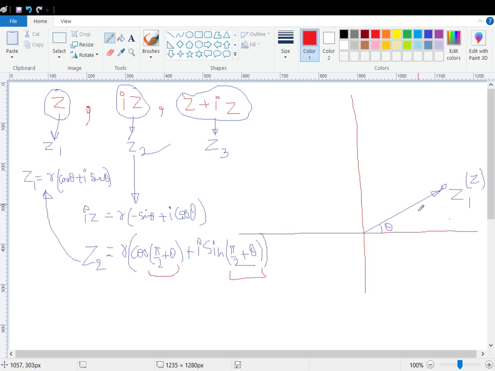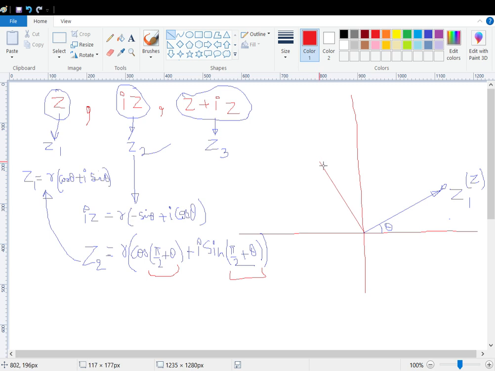That means the length of the vector will remain the same. So all you need to do is rotate your Z1 vector by how much angle? 90 degrees. That's the trick over here. So now how will we show Z2? Here we increase the principal argument by 90 degrees, and keep the modulus, that is the magnitude of Z1 and Z2, the same. So see, I increased the principal argument by 90, that means I have rotated the Z1 vector anti-clockwise by how much angle?